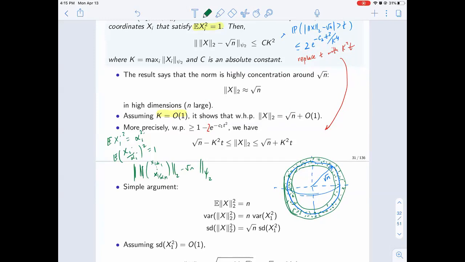Yeah, it's in general tricky because you could have, let's say, one of these entries with the expectation of x1 squared close to 1. The rest are very small, almost 0. And the norm would be close to 1. Okay, so it's not going to be close to root n.